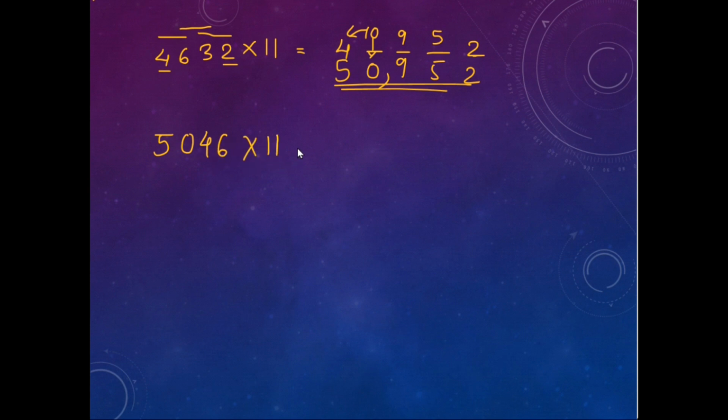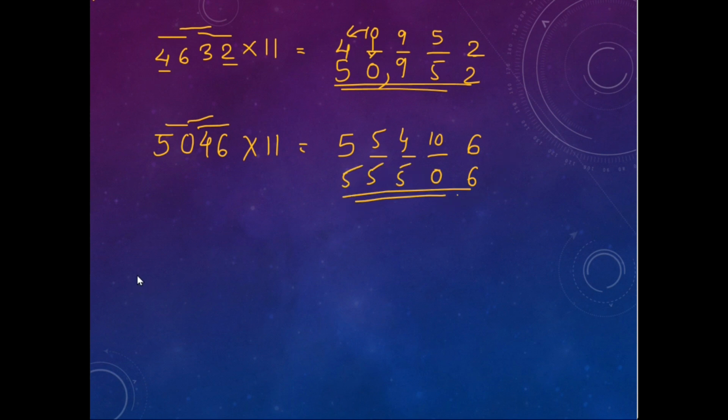Let's take one more example. 5046 times 11. So 5 in the first, 6 in the last, 3 places in between. 6 plus 4, 10. 4 plus 0, 4. 0 plus 5, 5. So 6, 0, 5, 5, 5. This is supposed to be your answer.